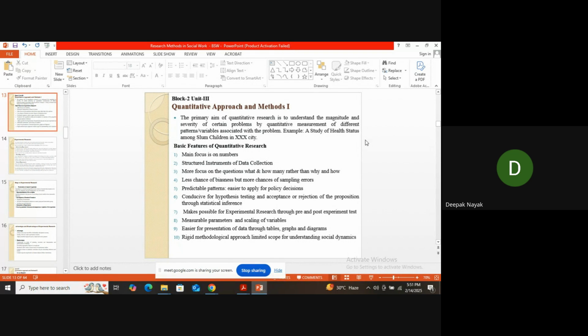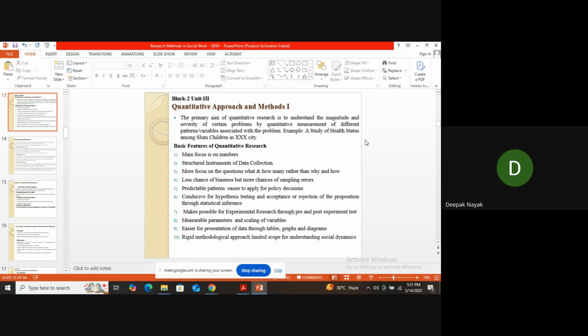You have a structured instrument to collect data, like the age of the respondent, then qualification, then income, and all the questions that you want to ask, that you want to examine, are properly structured. Sometimes they are also coded, given specified codes to mark the responses of the respondents.